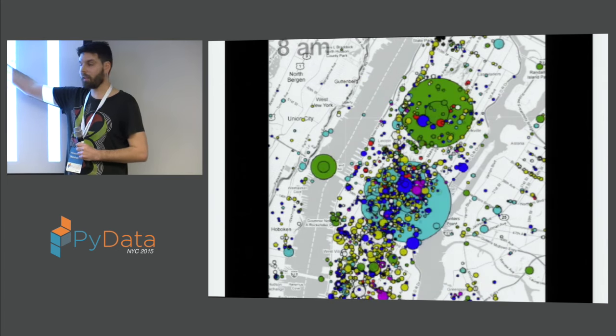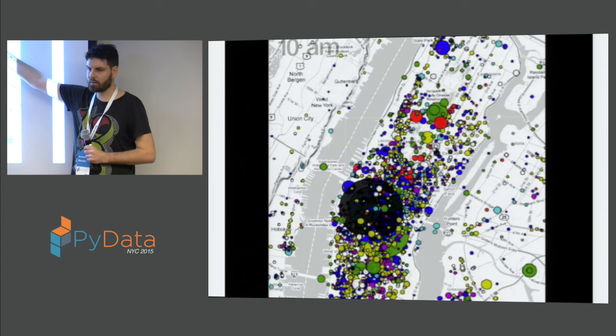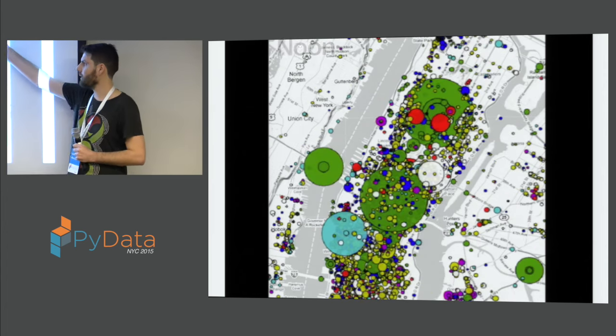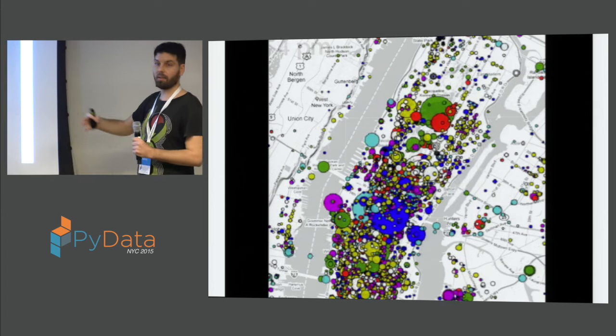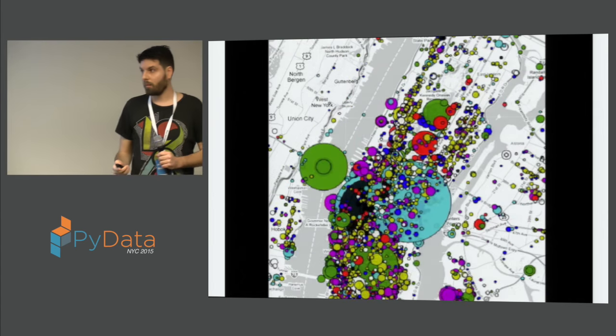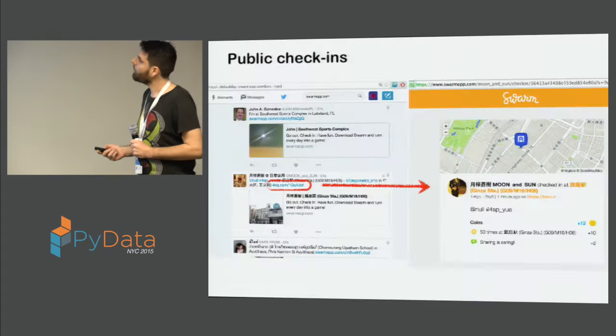Of course, this data is not only about a static representation of places, but we also have a notion of the category of places. Red here is arts and entertainment in Foursquare. Green is outdoors, and the size of each circle is proportional to its popularity.